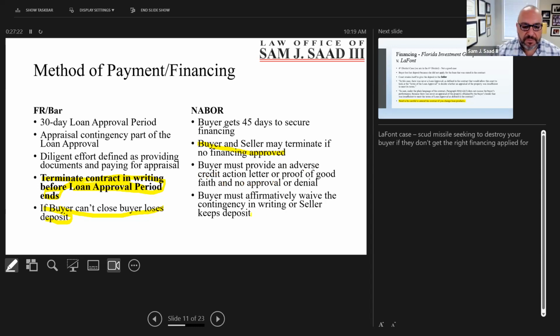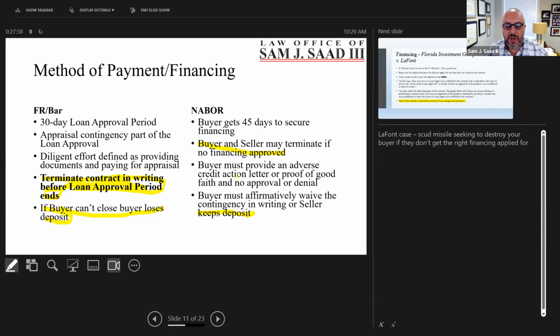And then, of course, under NABOR, the buyer must affirmatively waive the contingency in writing, or the seller keeps the deposit. I'm sorry, that's a mistake. That's wrong. Don't copy that. I'll fix that before I send it out. But the seller can terminate. If the buyer gets approved under NABOR and doesn't terminate, then the seller probably can keep the deposit if they don't go to closing. So be very careful there. NABOR gets a little tricky because the parties gain the right to terminate.